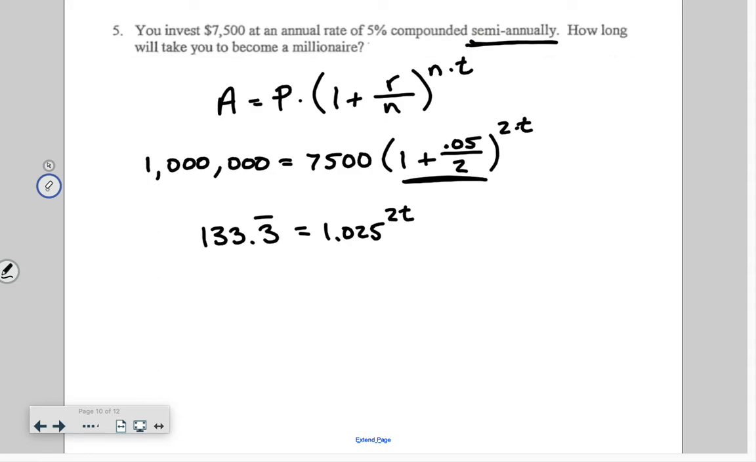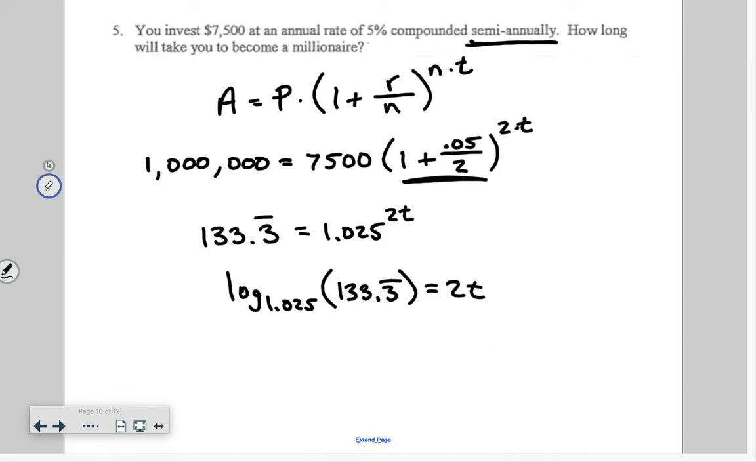And now, once again, just like previously, exponential equation, which means now, go to logarithmic form. Log base. Okay. Once we get the base by itself, we switch to log form. Base of the exponent is the base of the log, 1.025, of, in this case, the 133.3 repeating, or like I said, you could leave it as that fraction. It's a little bit more accurate. There, we talked about rounding. 1 million over 7,500 equals, always equal to the exponent.